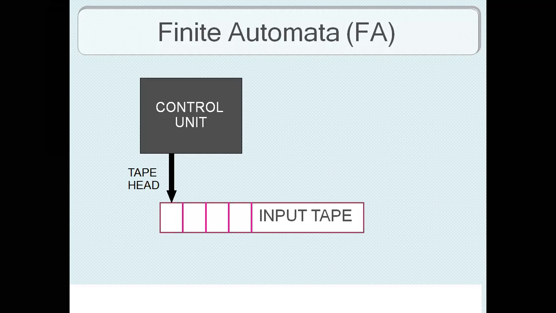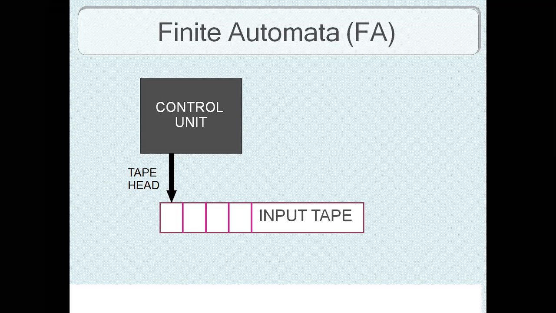Okay, so we are reading each symbol from the input tape, and the read-only head gives the symbol to the control unit. The control unit processes from one state to another state. So it reaches the final state, that is the acceptance state. When the final state is reached, the string is said to be accepted.